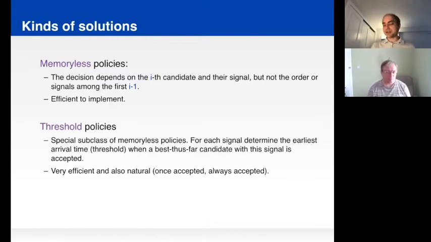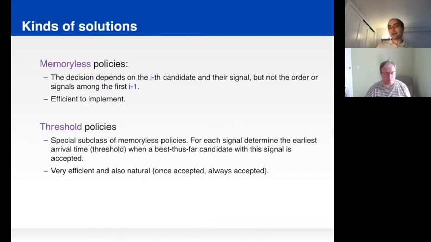I don't care about the signals that I saw before, because of how they were generated. I just need to say, okay, for this candidate, are they the best one so far? If not, obviously I should reject them, because they're not going to be top overall. If they're the best one so far, great, what is their signal? And based on that, I'm going to say accept or reject. I'm not going to look at anything else. And this is efficient to implement, of course, because I don't need to store all of the signals that I've seen before. My acceptance rule is relatively simple, and all of the policies that we've seen follow this.